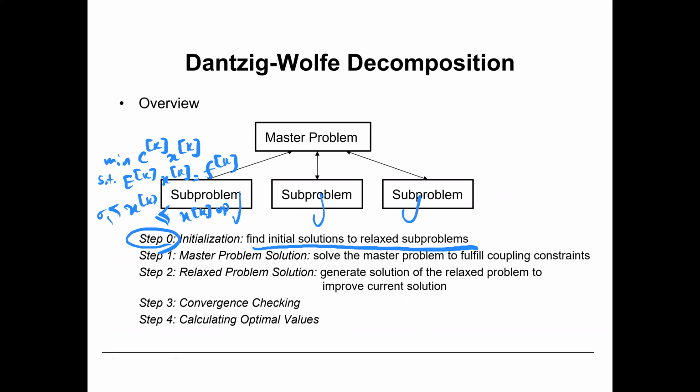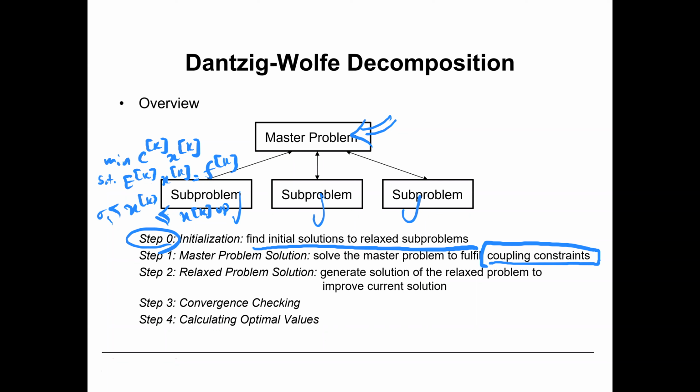Step 1 is master problem solution. After finding these feasible solutions, we are going to formulate the master problem and make sure that the master problem fulfills the coupling constraint. Step 2, again, we go to the relaxed problem solution. Generate a solution of the relaxed problem to improve the current solution. That's the iterative approach to improve our variables until we converge to the optimal solution.